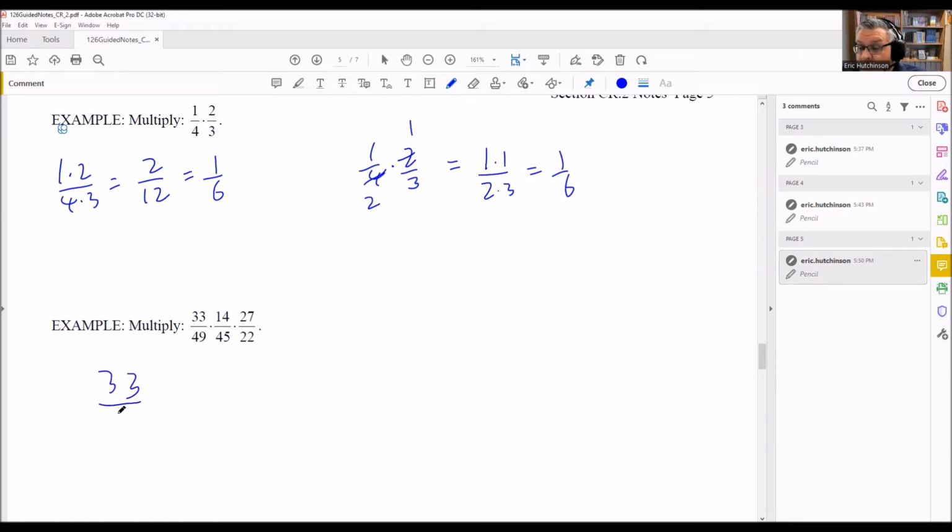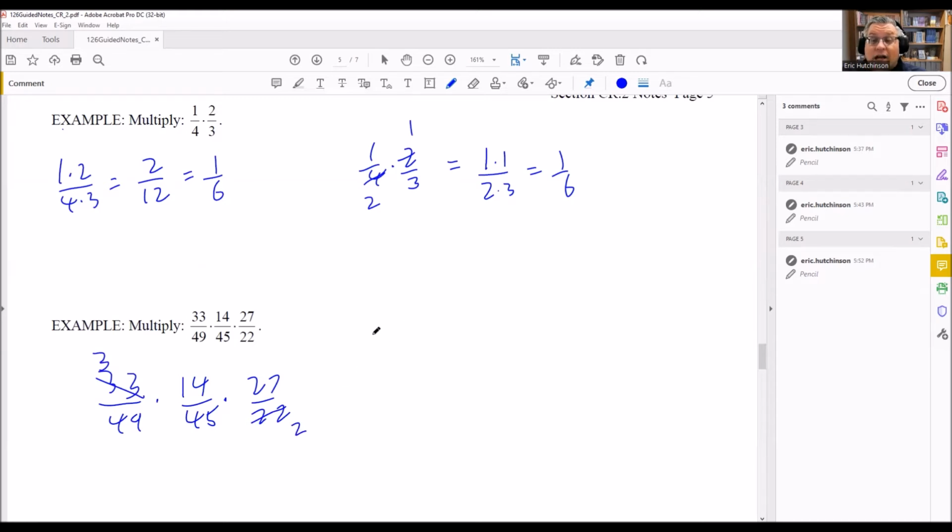So 33 over 49, and I have 14 over 45. Should I write the problem down correctly? And then I have this. So I want to look for anything that I can reduce, going across like this. One thing I'll notice, first of all, is 33 and 22. Whenever you see two numbers the same right after each other like that, that means 11 divides in there. So I'm going to divide this by 11, and I get a 3. Divide that by 11, and I get a 2.